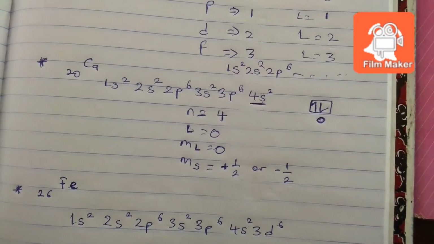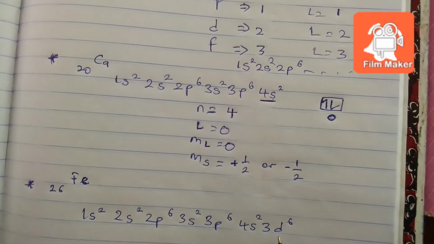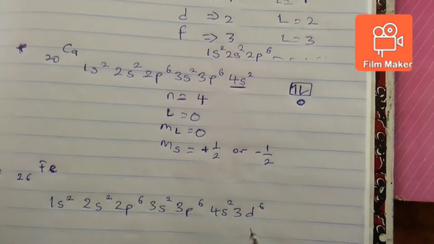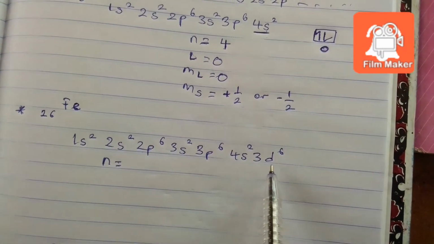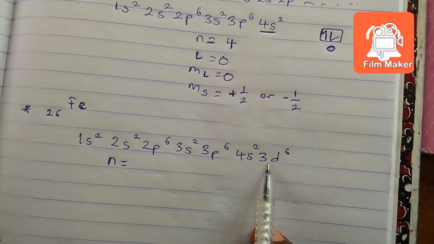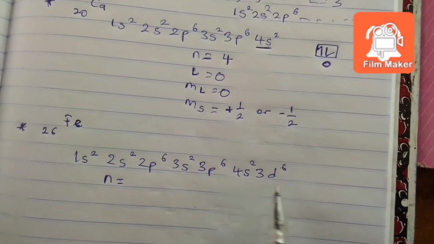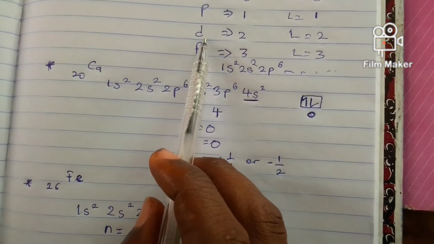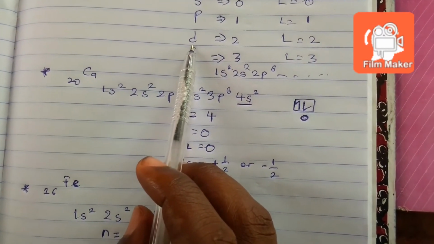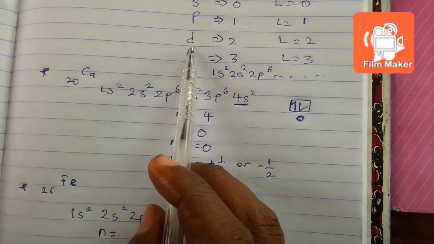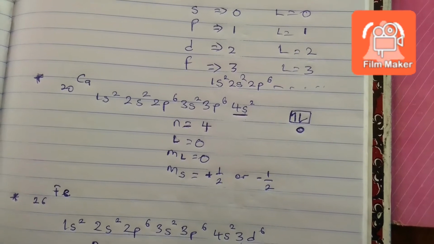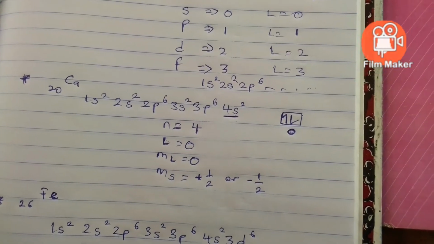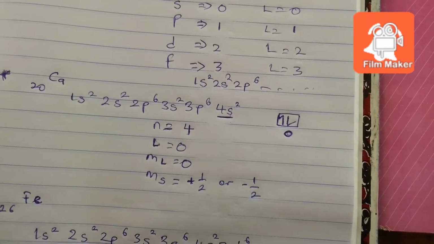As we know, the block at the end is the d block. According to what we have here, any element that ends with the d block has l equal to 2. So l is 2, and we also know that the coefficient of the last block is the value of the principal quantum number, so that one is 3.